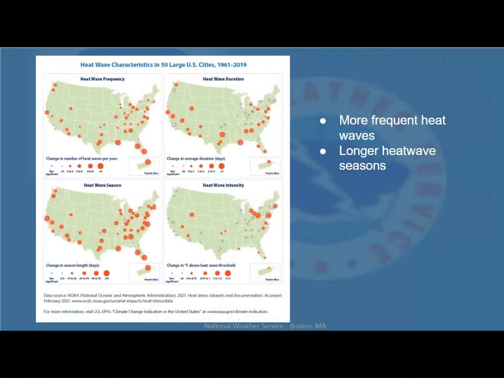And like I said earlier, we have been experiencing more frequent and longer heat wave seasons. If you focus on the Northeast, each of those orange icons represents an increase in the number of heat wave days. Starting from the top left corner, that's heat wave frequency, duration, the season, and also the intensity. So basically there has been an upward trend in not just the frequency, but also the duration. Overall, it's fair to say we have seen summers become a little bit more uncomfortable, to say the very least.